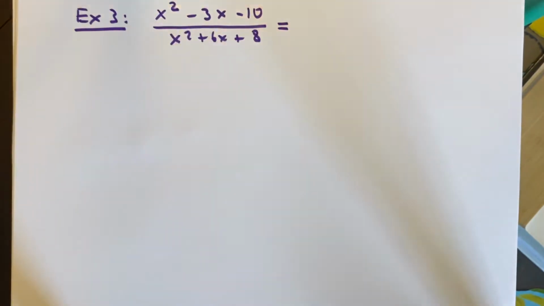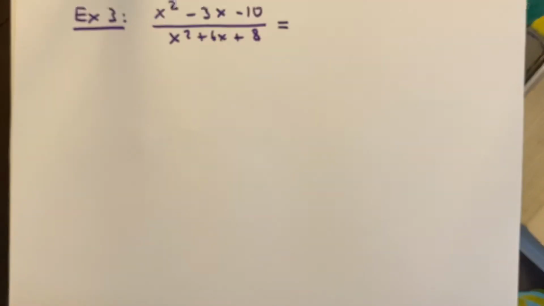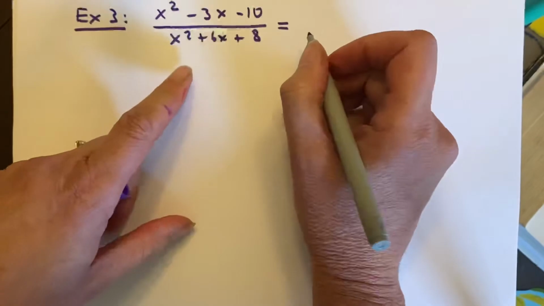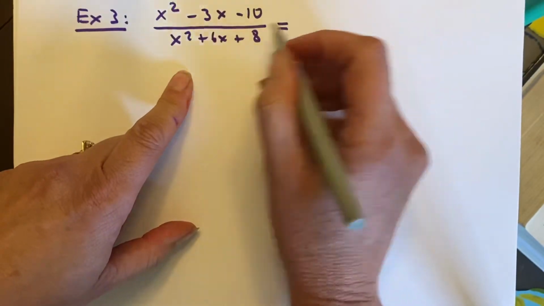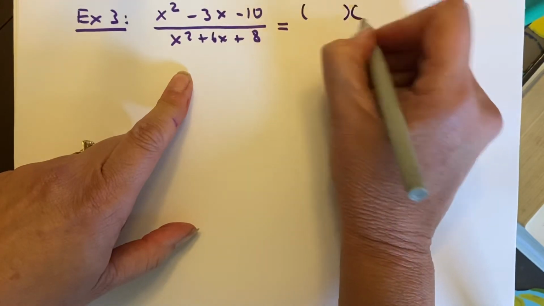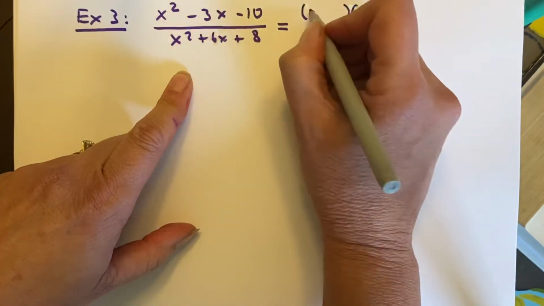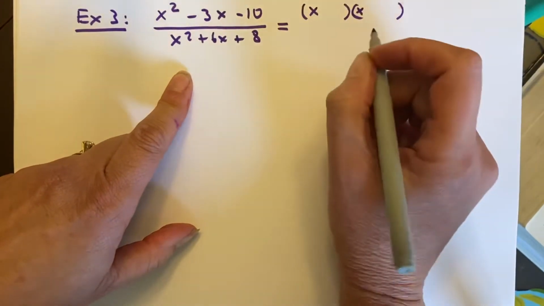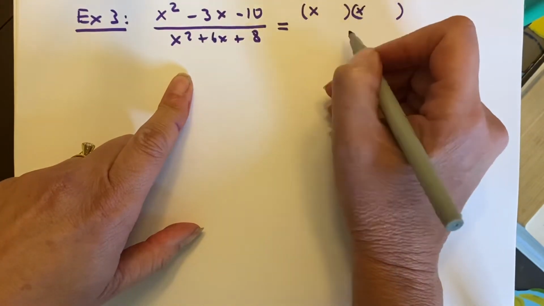The only difference between this one and the previous example is that in order to simplify, we have to factor and see if we can potentially cross out some binomials. So let's look here and see if we can factor, and hopefully you remember how to do that because it will be kind of essential.